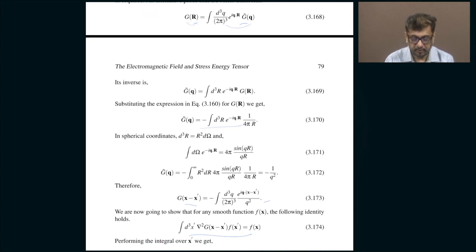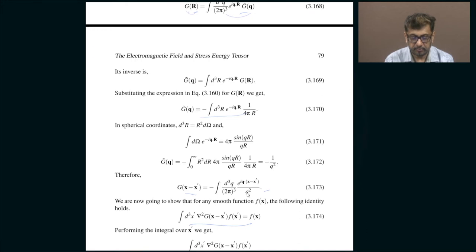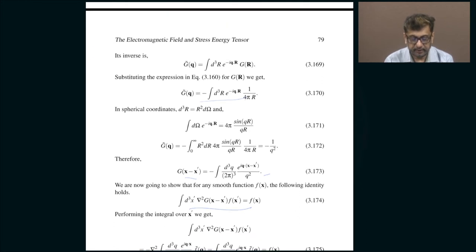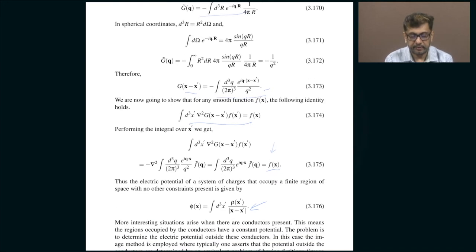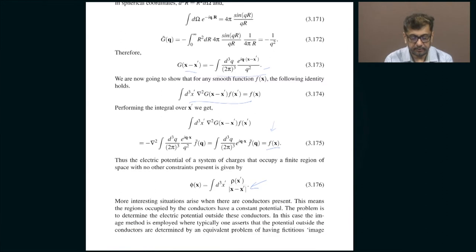So, the reason why it is not so rigorous is because it has a 1 by q squared and you are just integrating over q. These types of integrals are not mathematically well defined because your integrand basically, so there are all these issues that you have to be careful about. But this will also allow you to prove the same thing, that the integral of dx dash del square g times f of x dash is f of x. Okay, so this is less rigorous but quicker, but whatever it is.